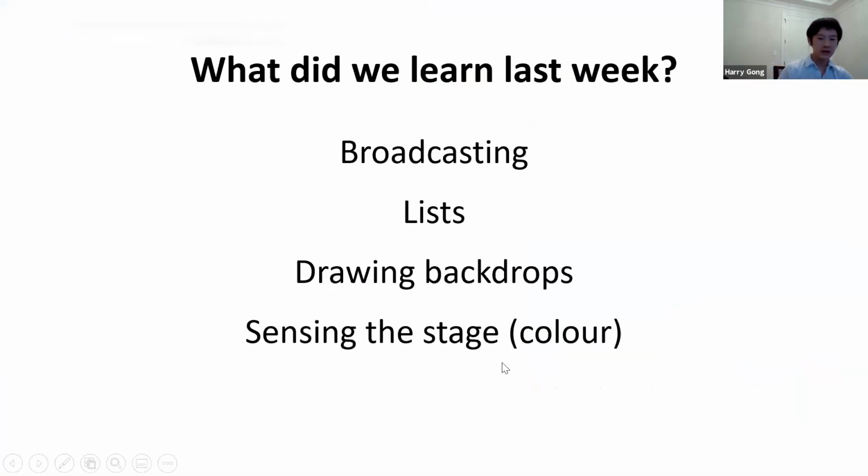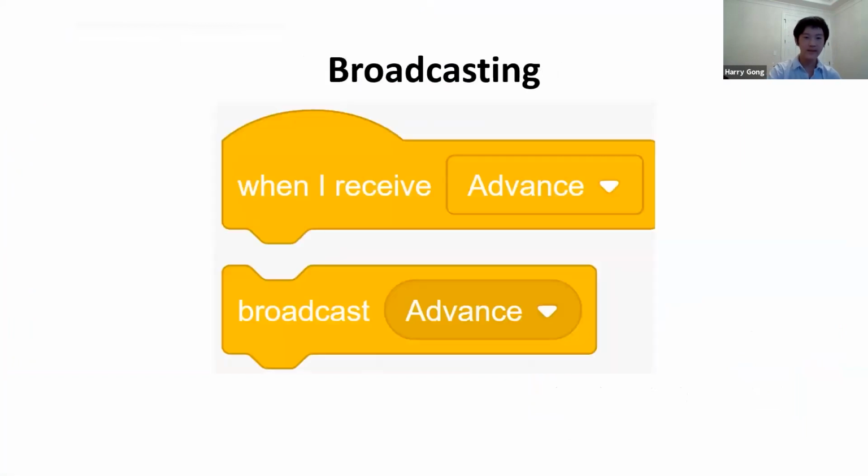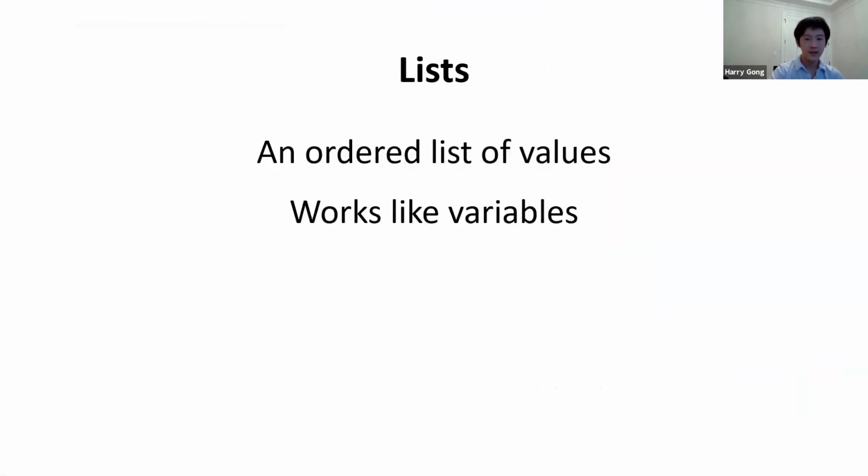So that's pretty much all that we covered last week. To repeat, these 2 are the blocks that we use when we make the sprite send or receive broadcasting messages. These are an ordered list of values that work like variables, but one list can contain many values, as we saw just before.